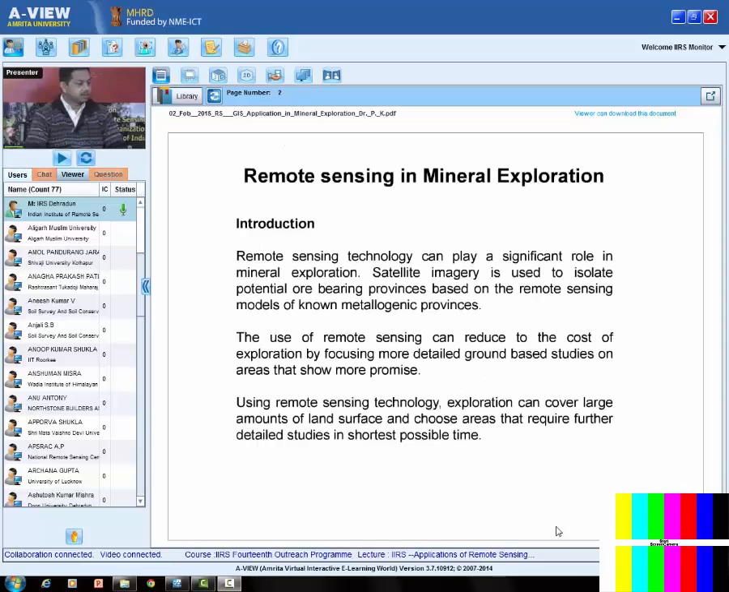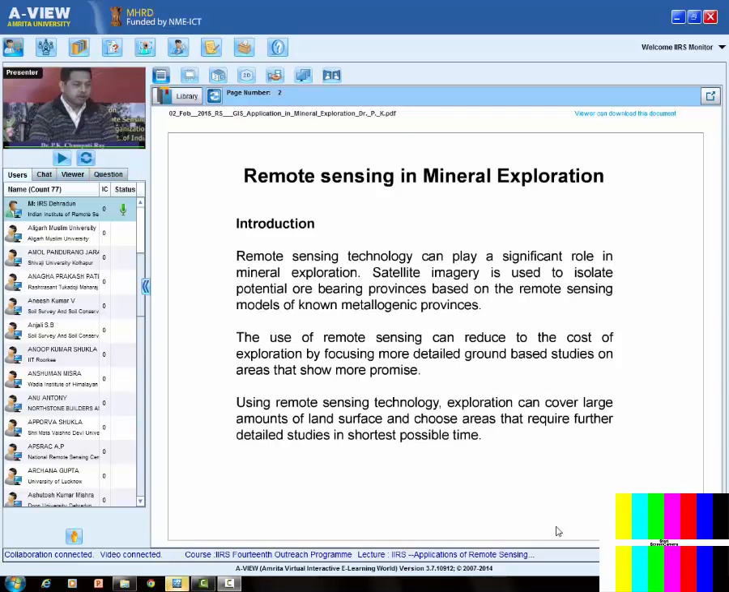And, as you know, remote sensing technology, that is airborne as well as spaceborne, both can play a significant role in mineral exploration. Satellite imagery is used to isolate potential ore-bearing provinces based on the remote sensing model of known mineral provinces. The whole idea is exploring the unknown mineral from the known mineral deposits. So the signature of known mineral deposits has to be understood. Based on that, the same logic we have to apply to the unknown mineral deposits. So that is the basic principle of mineral exploration using remote sensing techniques.